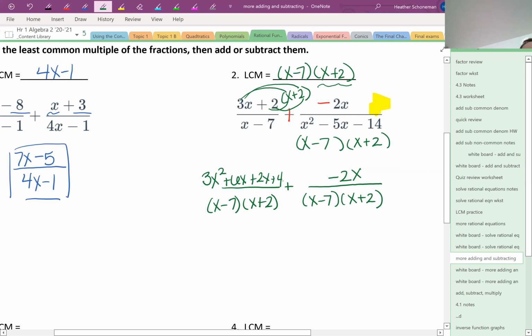Now, at this point, you cannot do any simplifying. You cannot simplify until it becomes one fraction. So now I'm going to write it as one fraction. So I have x minus 7 times x plus 2. The denominator remains the same.